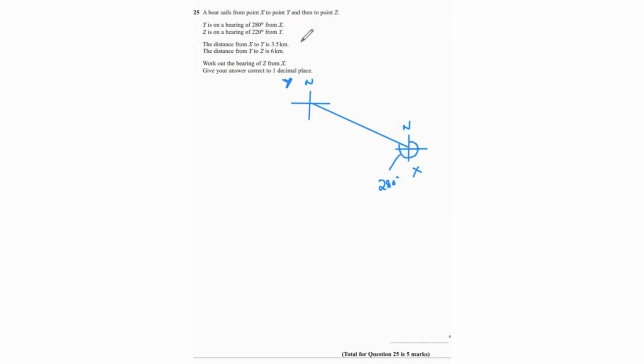Then it says Z is on a bearing of 220 from Y. So 220 from Y means it's going to be in the third quadrant of Y, because this entire angle is 220. So we draw the position of Z. So now we connect the two because we have to find the bearing of Z from X. So first, let's begin with finding the internal angles of the triangle. I label the distances as well. X to Y is 3.5 and Y to Z is 6.